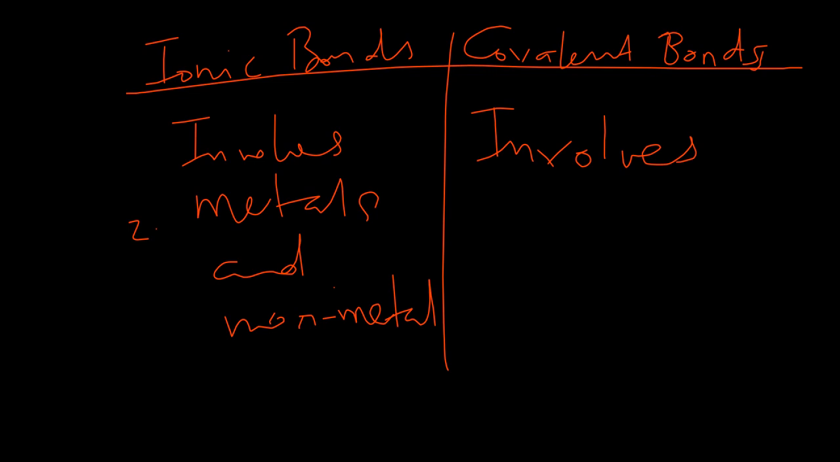So you can have a covalent bond between chlorine and another chlorine, or between hydrogen and chlorine. That is a covalent bond. So let's look at the next difference between the two.